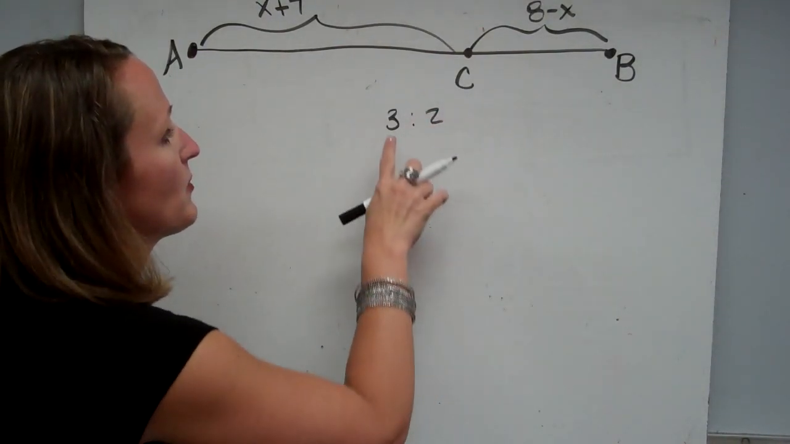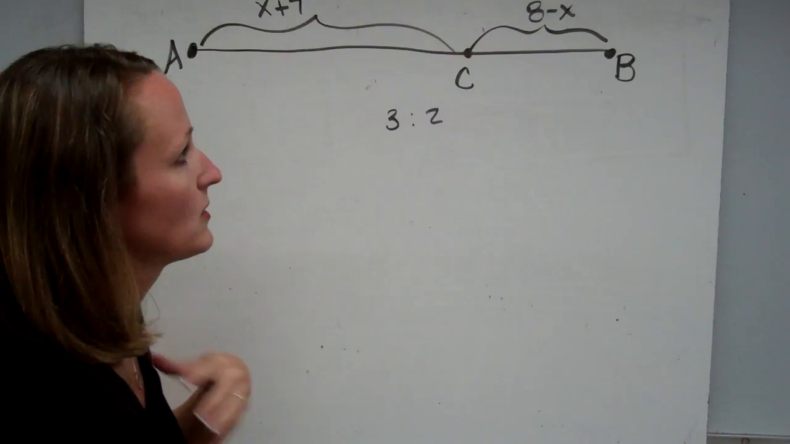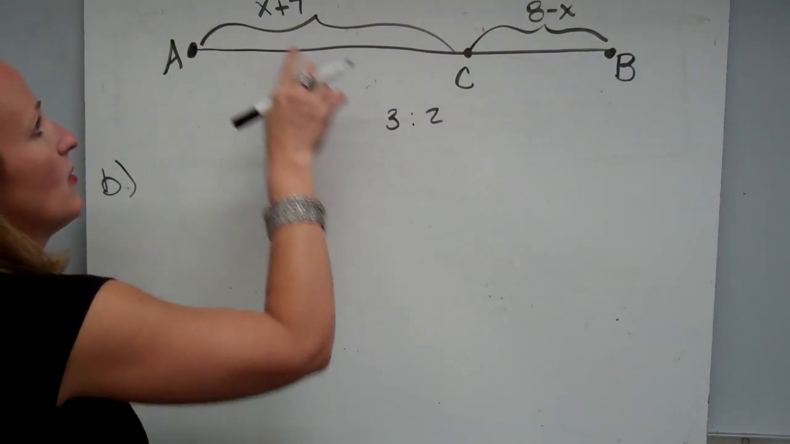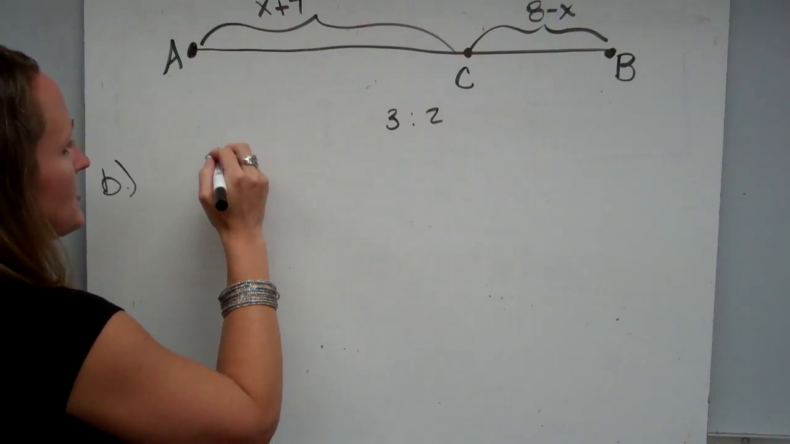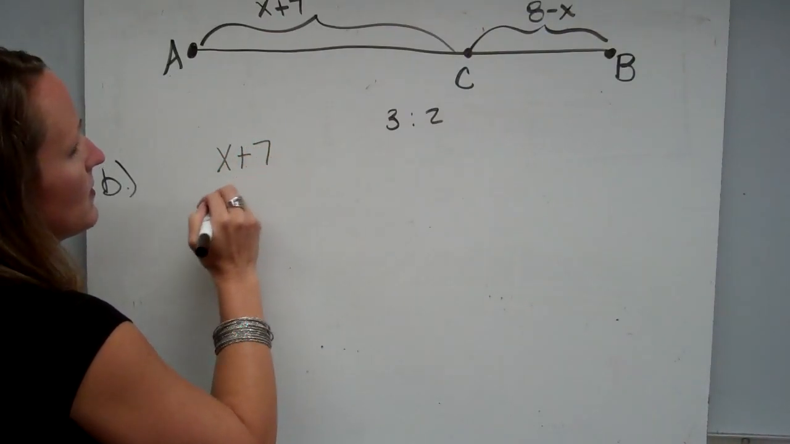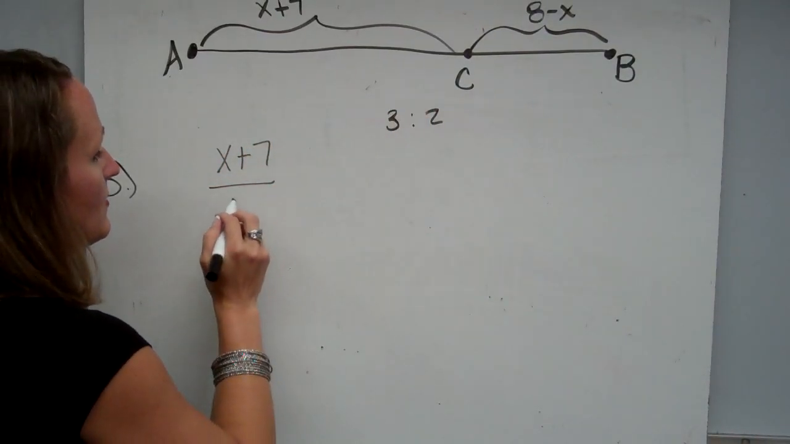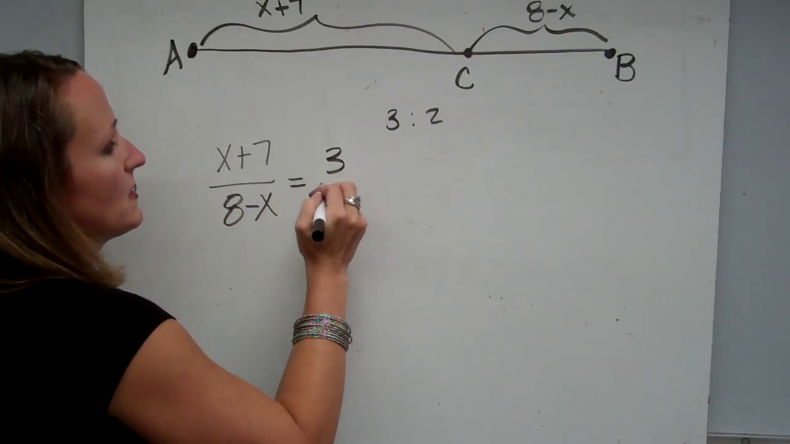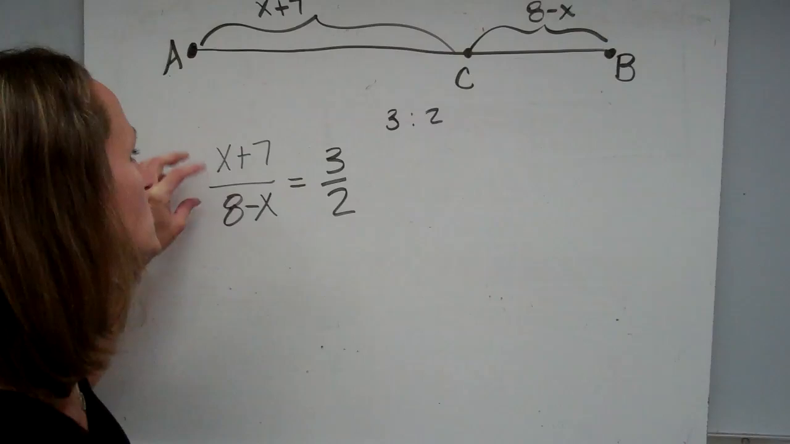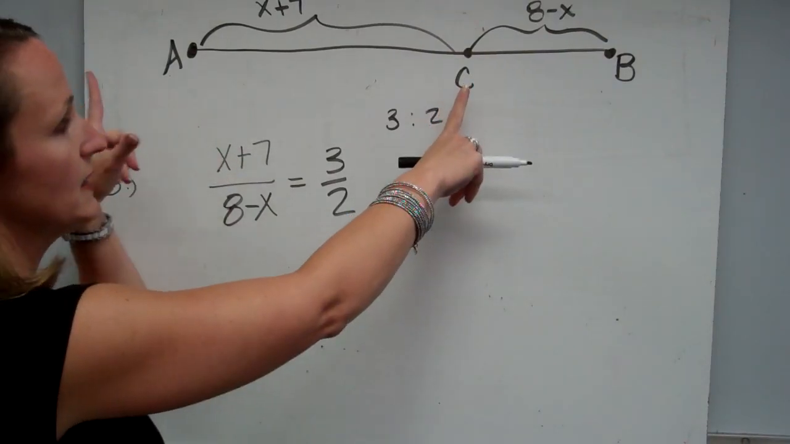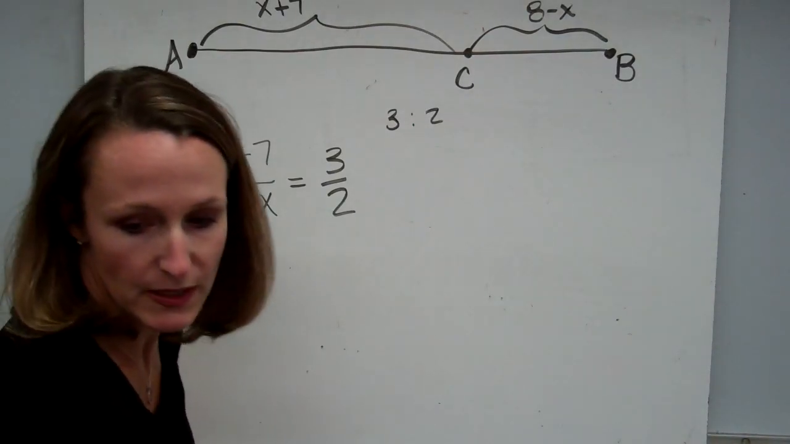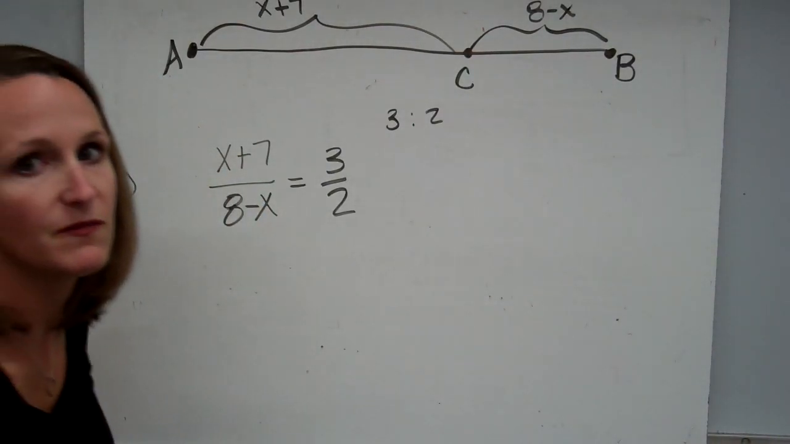Step B on your notes says to set up a proportion for the lengths of AC. Remember, we want it to be 3 to 2. So we're going to compare AC to CB. We're going to do AC, which is X plus 7, over 8 minus X, and set it equal to 3 to 2. This is our proportion, our ratio, comparing lengths of AC and BC. And remember, we're looking to make it 3 to 2. So from here, we want to find coordinate C.